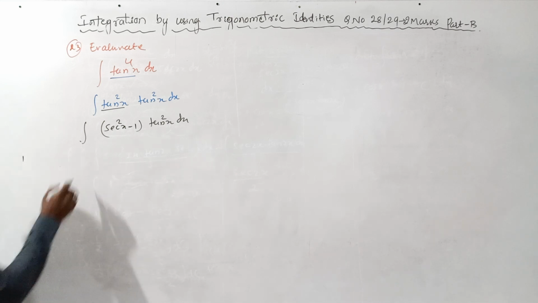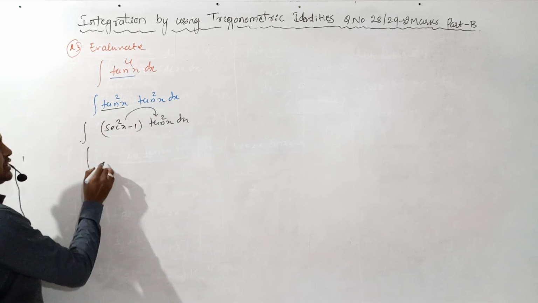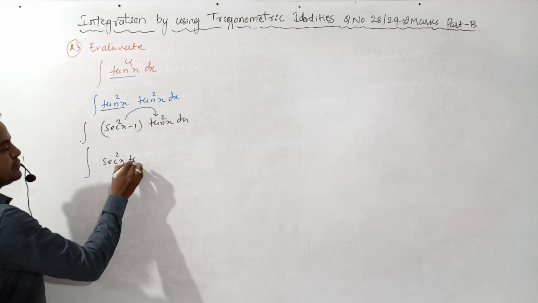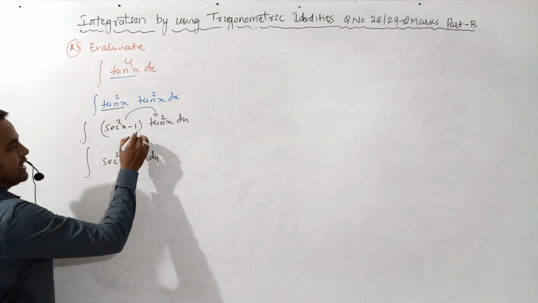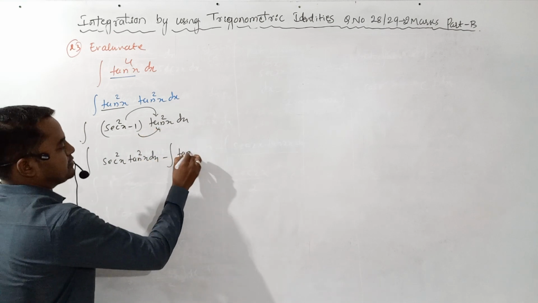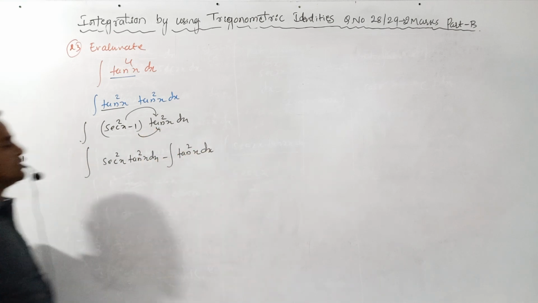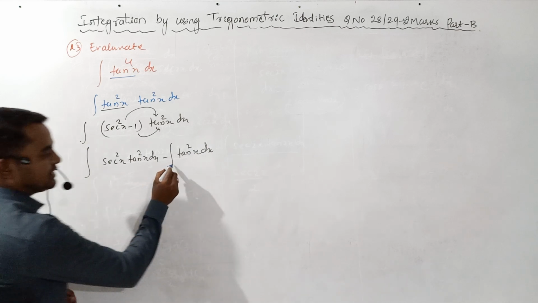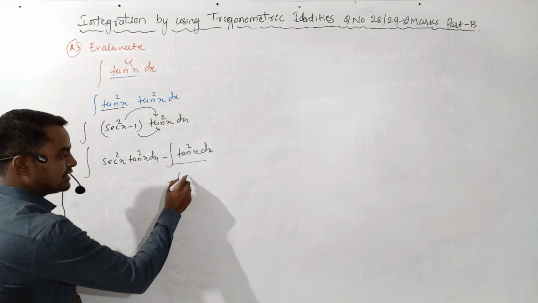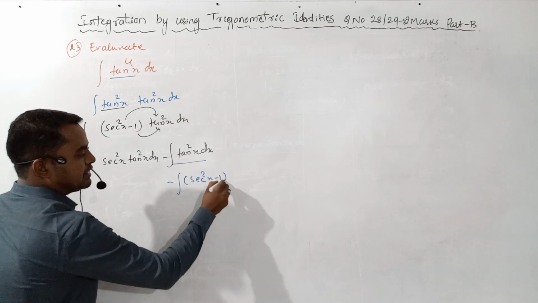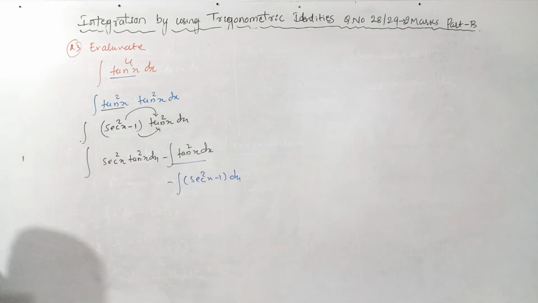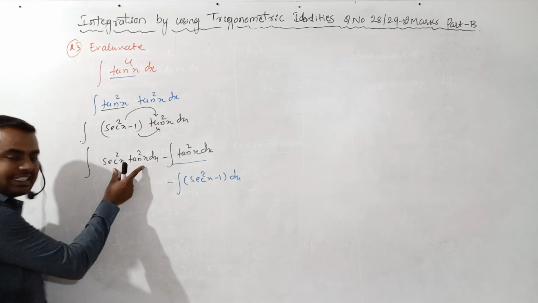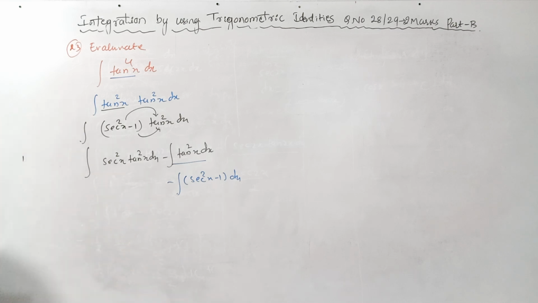See here, sec square x into tan square x dx minus 1 into tan square x dx. Next, again this one is easily integrable. This one minus here sec square x minus 1 dx. To integrate this one we have to take tan x is equal to t. Again the substitution method. To integrate this integral we have to use substitution.